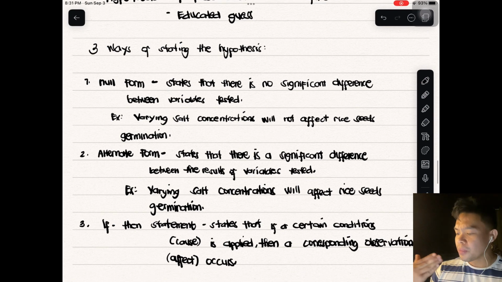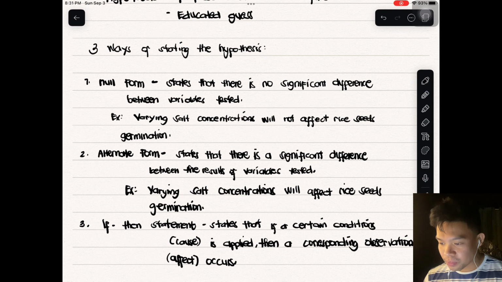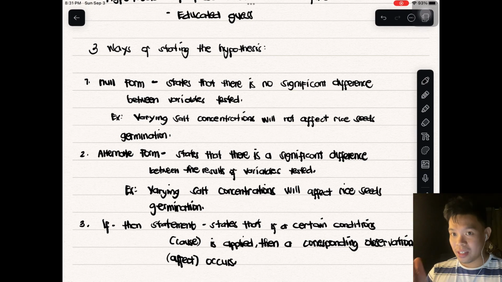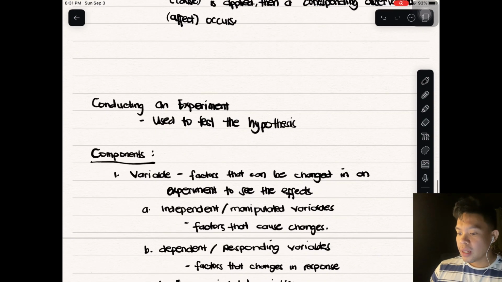It states that if a certain condition or cause is applied, then a corresponding observation or effect occurs. For example, if we add varying salt concentrations, then there's an effect in rice seeds germination. So that's how we state a hypothesis in an experimental setup, or what we call the scientific method.